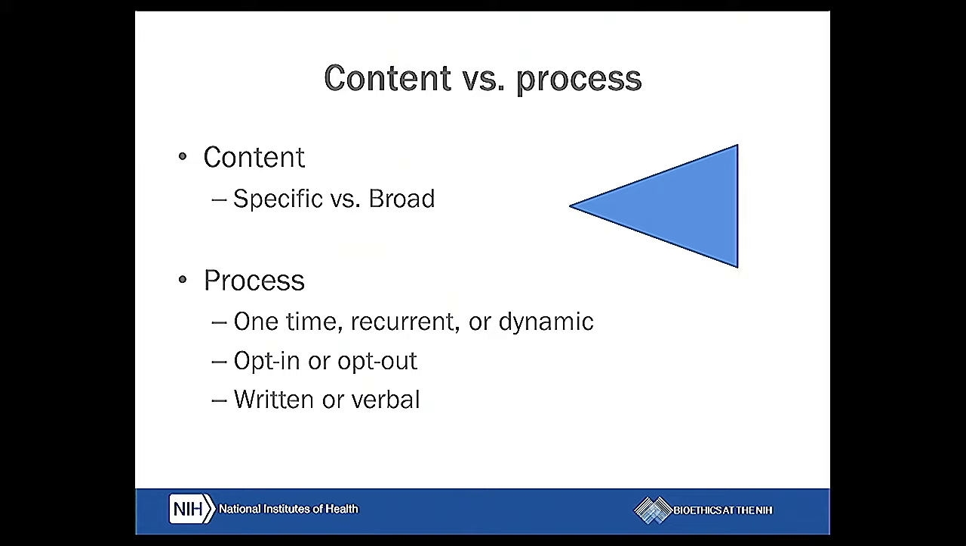That distinction is different from important process elements of consent, which are not what we're asking people to give consent for, but how we're asking them to give us consent. And that can be one-time, recurrent, or dynamic. It could be opt-in or opt-out. It can be verbal or written. And we could imagine both specific or broad consent that was recurrent, or that was opt-out, or that was verbal instead of written.